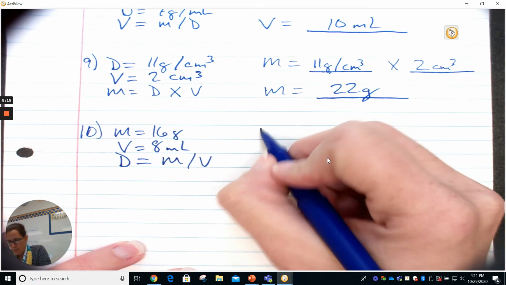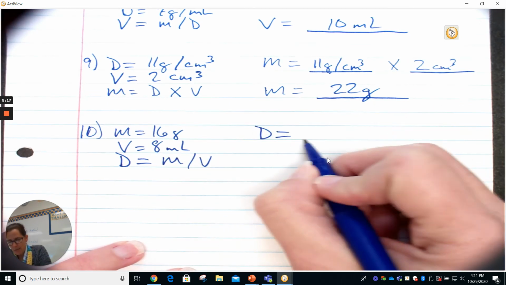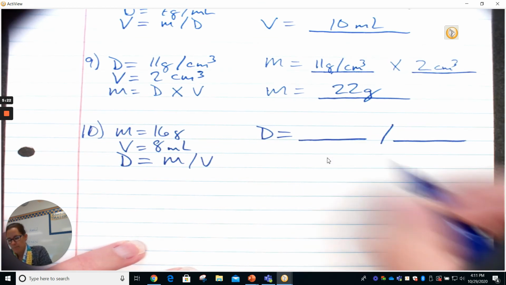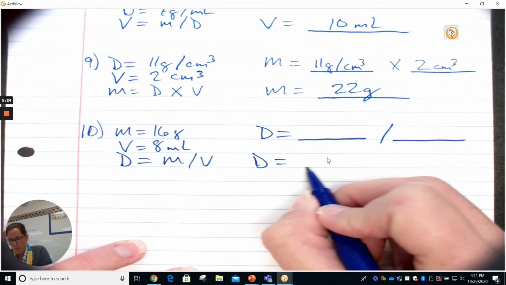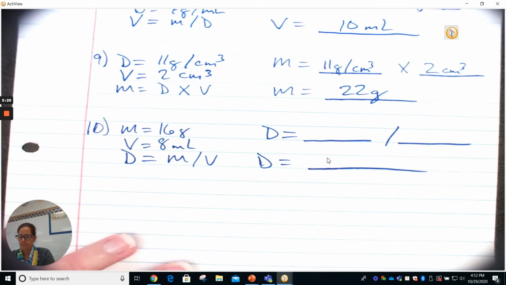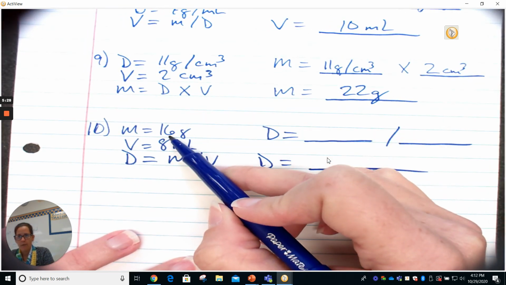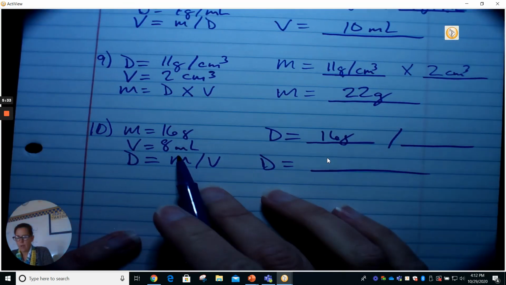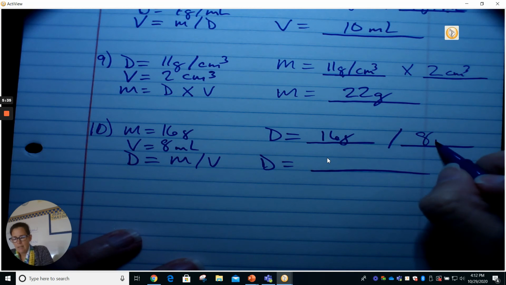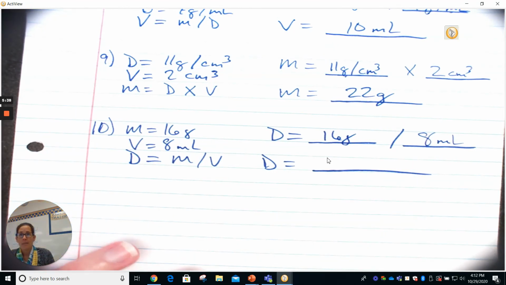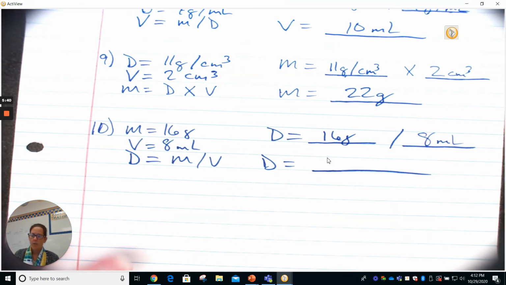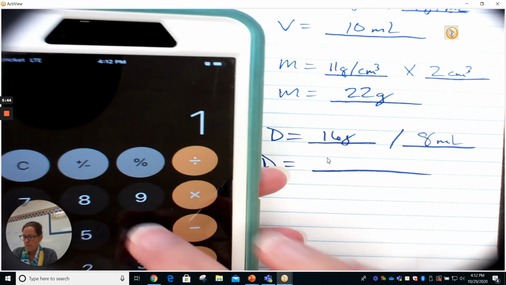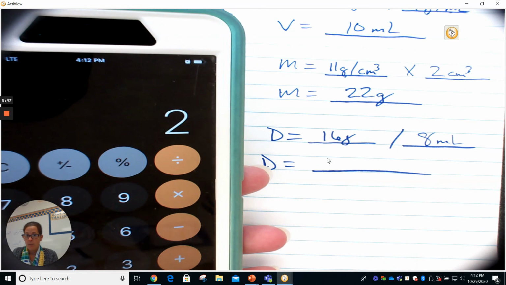We're going to set this up just like we have all the rest of them. D equals, and give ourselves a space for our mass and a space for our volume. Density equals, and there's where we'll put our answer. We're going to bring our mass over, and that's 16 grams. And then we'll bring our volume over. We have 8 milliliters. There, our lights came back on. Thank you, Hayden. We're going to do our math on that. So 16 divided by 8 we have 2.